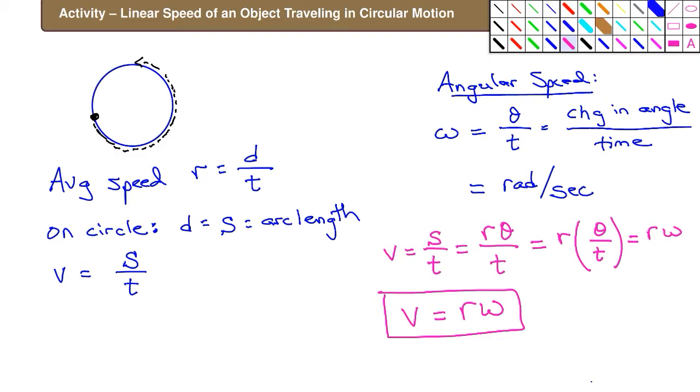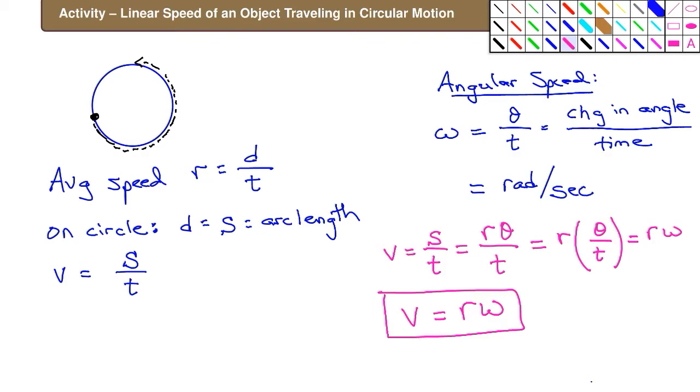Now let's break it down just a little bit more. Why is it linear speed? Well, angular speed has to do with how the angles are changing, right? That's angular speed. Linear speed has to deal with distance, and so we needed to bring in the arc length measurement and then sort of relate it to both of those.